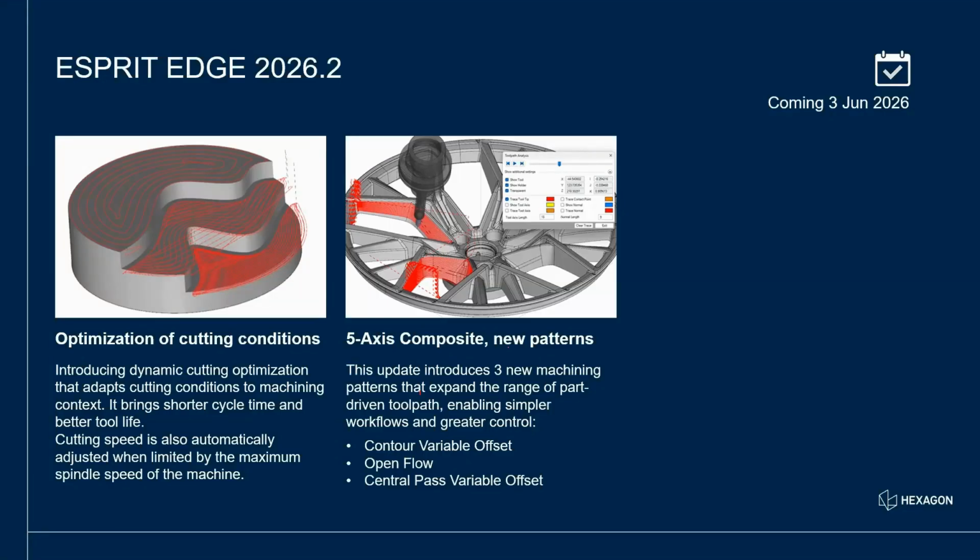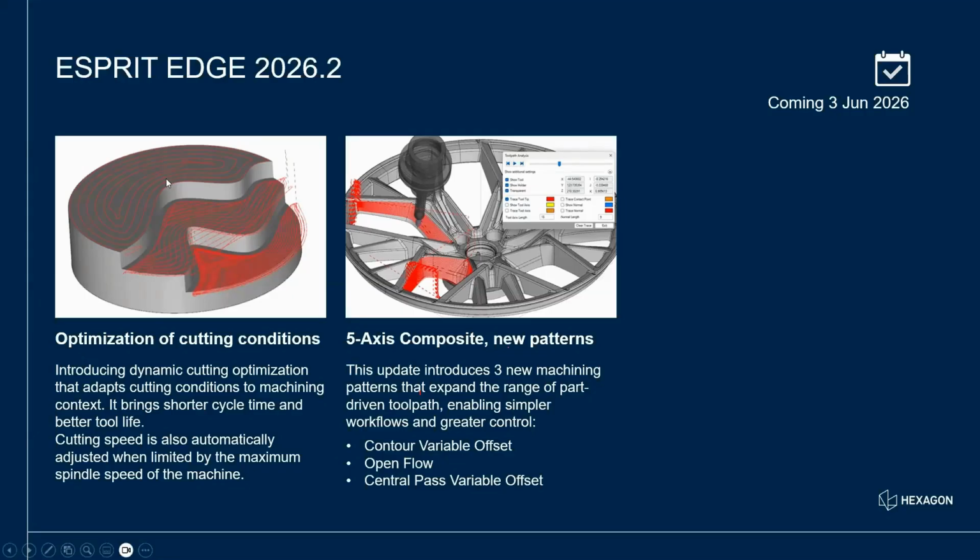Already in ESPRIT EDGE, we have the feature called profit milling. Profit milling removes more material, reduces the cycle time, and also increases the tool life. In the same way, for cutting conditions there is optimization based on the surface and the profile. The toolpath will get automatically changed.